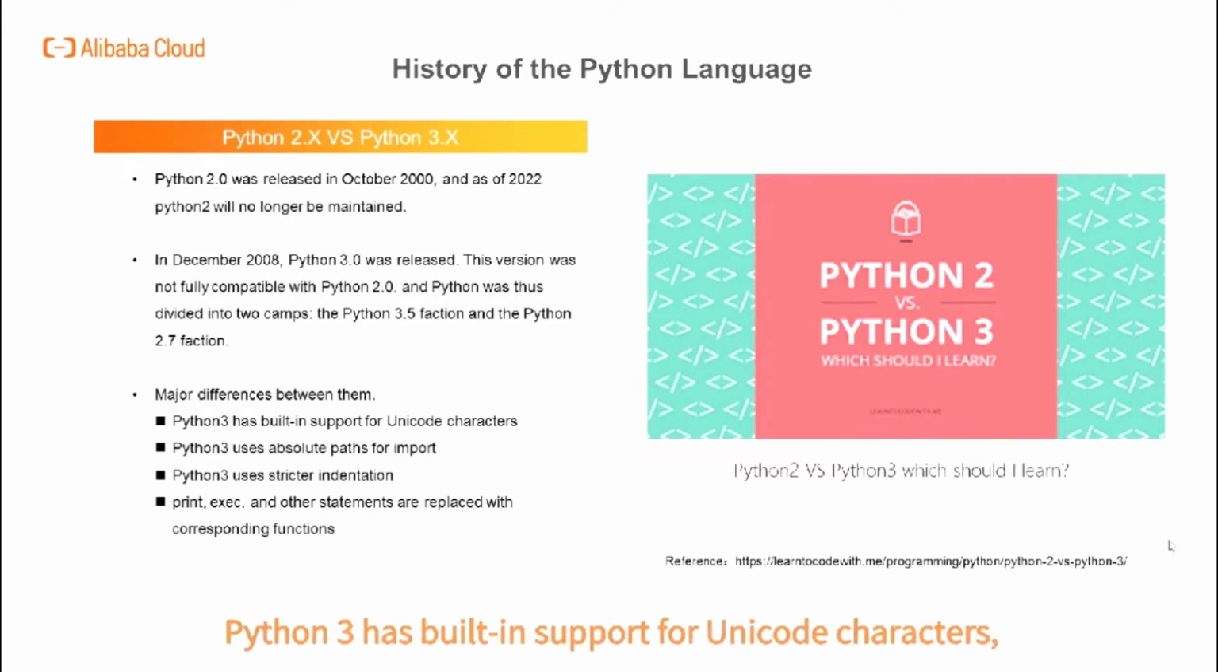Python 3 has built-in support for Unicode characters, so Python 3 has an advantage in internationalization. Then Python 3 uses absolute paths for support. Then it uses more strict indentation, making the code style more standardized. And Python 3 encapsulated and replaced some functions of Python 2, for example, print, exec, etc. Therefore, during development, Python 3 programs have a more rigorous and unified style.